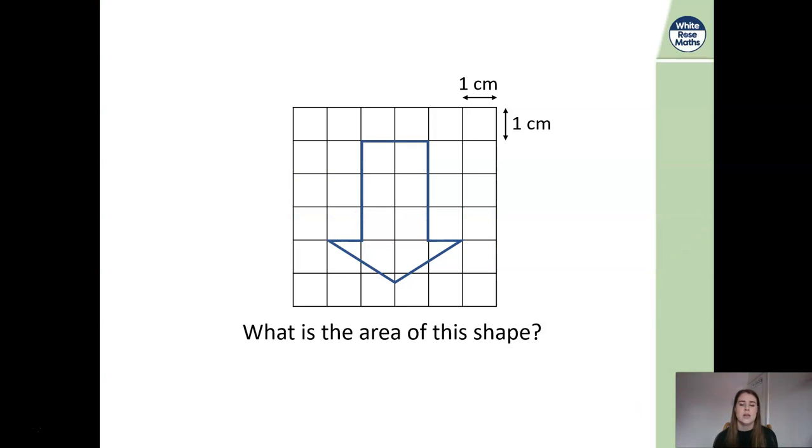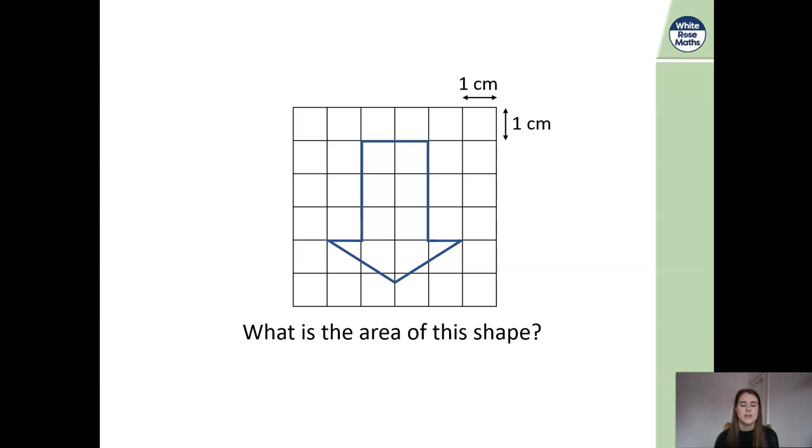Okay, so we're going to be looking at working out the area of irregular shapes today. For example, this shape on here. Now, it's an irregular shape purely because it does not fit with the squares that are on the shape. So we need to try and work out the area of the shapes when they don't quite fit into all the grids or all of the squares.